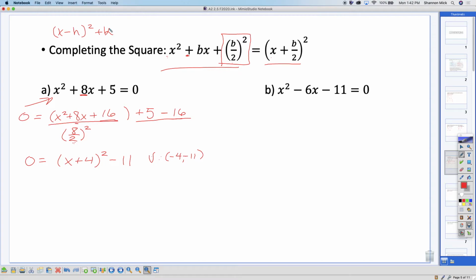Okay, so now I set it equal to 0 and solve, right? How would I solve this? Add 11. Okay, so it'd be 11 equals x plus 4 squared. Then what? Square root it. So I have plus or minus the square root of 11 equals x plus 4. Yes? And then minus 4. So x would equal negative 4 plus or minus the square root of 11. Now, square root of 11 is going to be, well, square root of 16 is 4.